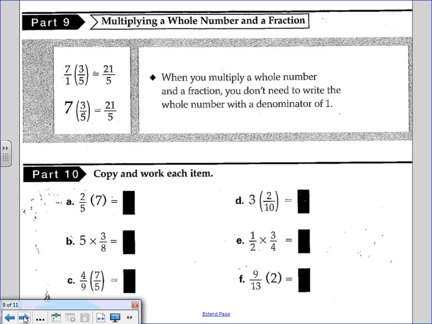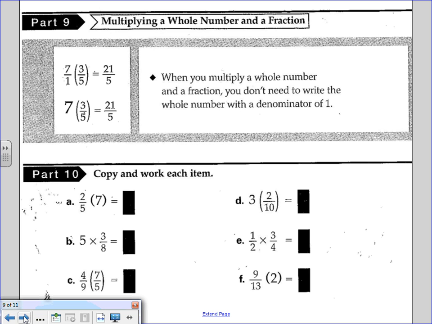Okay, so on the next page here at the Part 5 review, let's talk about multiplying a whole number and a fraction. Okay, so remember, when we multiply a whole number times a fraction, you just have to take the whole number times the numerator of the fraction. So if you look at the example up here, they're showing you that 7 is really 7 over 1 times 3/5, so you get 21/5. Well, because that bottom number is a 1, you know that 1 times 5 is going to be 5, so you can just do the 7 times 3 to get the 21.